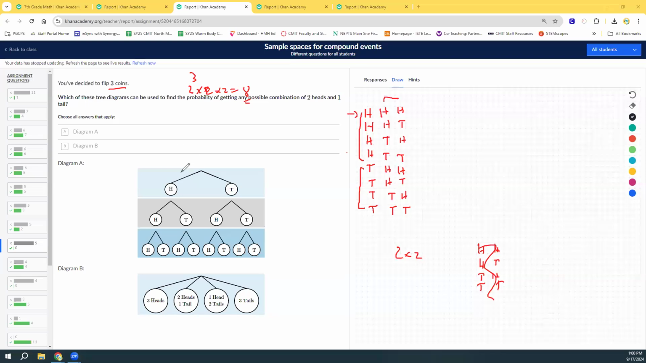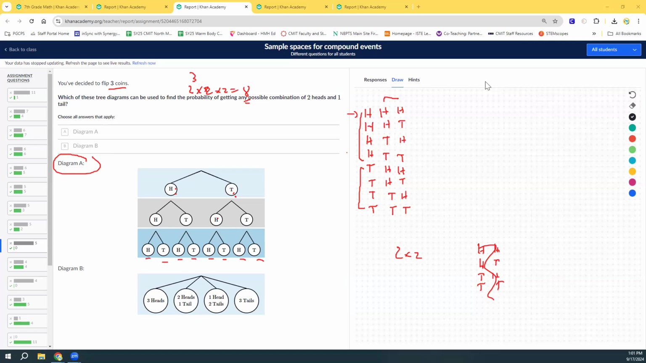So let's look at what they did. I like this one so far. Heads or tails. If it's heads, it could then be heads or tails. And then if it's heads, it could be heads or tails. And if it's tails, after that, the next could be heads or tails. And then after that, the third coin could be heads or tails. So then you get 1, 2, 3, 4, 5, 6, 7, 8. So the thing to remember is that you're going to have 8 possibilities at the end, and all of them are represented. So diagram A looks like a winner.